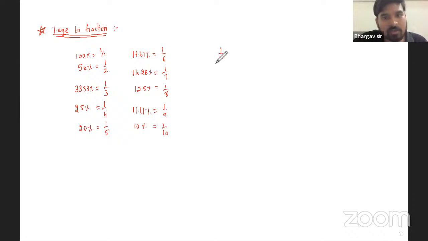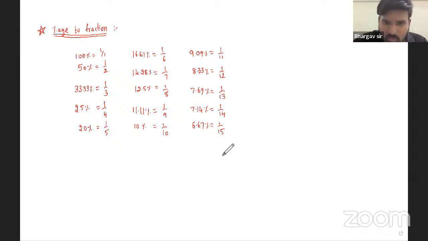1 by 11 would be 9.09%, right? 1 by 12 is equal to 8.33%. 1 by 13 will be 7.69%. 1 by 14 will be 7.14%, and 1 by 15 will be 6.67%, right? Even if you want, you can add this also, 1 by 16, which is 6.25%.